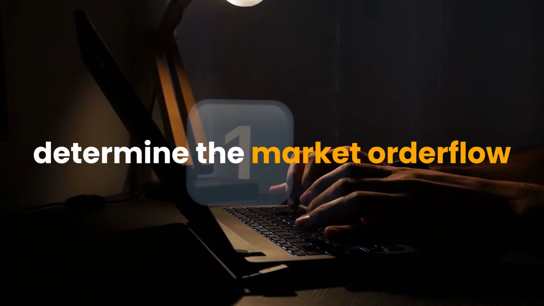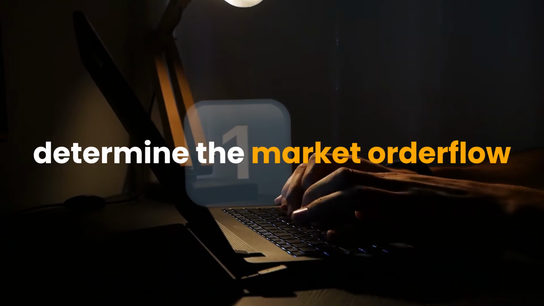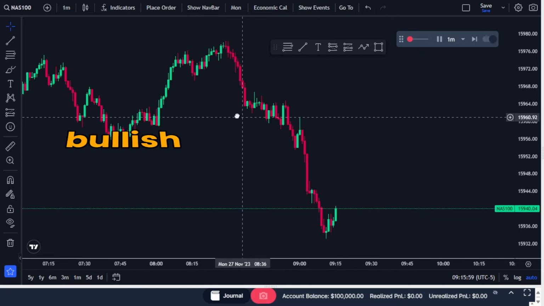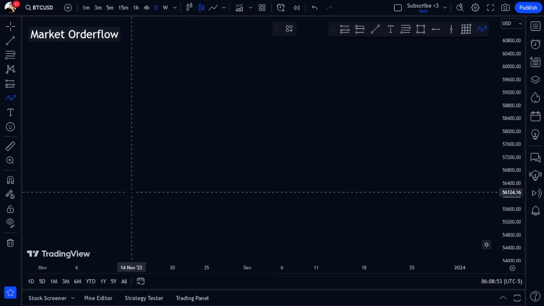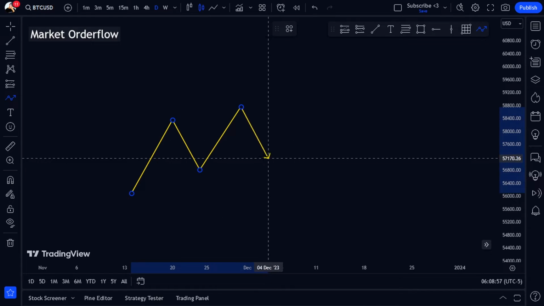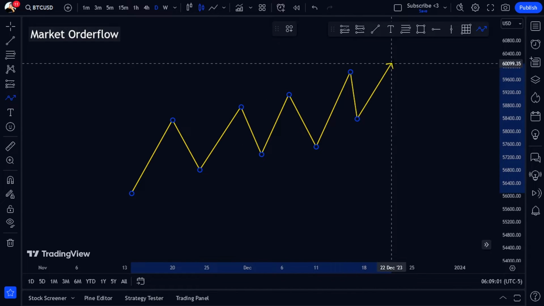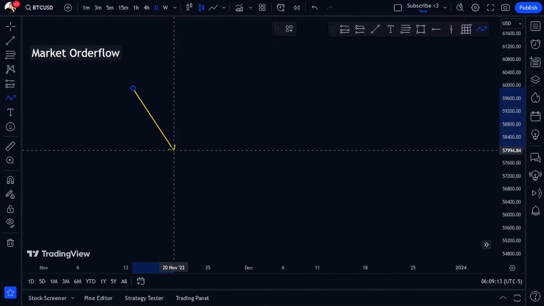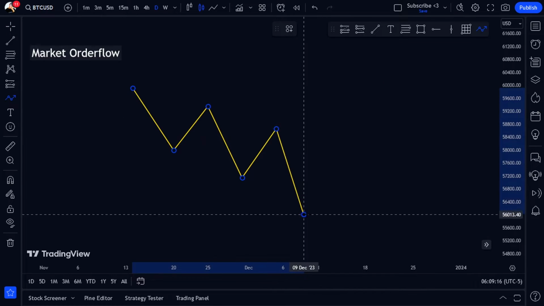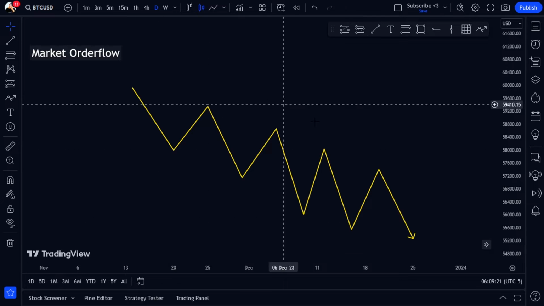In order to trade the ICT Turtle Soup, first of all, you have to determine the order flow of the market, or the overall trend of the market. Are we having a bullish order flow, or a bearish order flow? If the market is continuously creating higher highs and respecting bullish PD arrays, then we have a bullish order flow. Similarly, if the market is creating lower lows and respecting bearish PD arrays, then we have a bearish order flow.